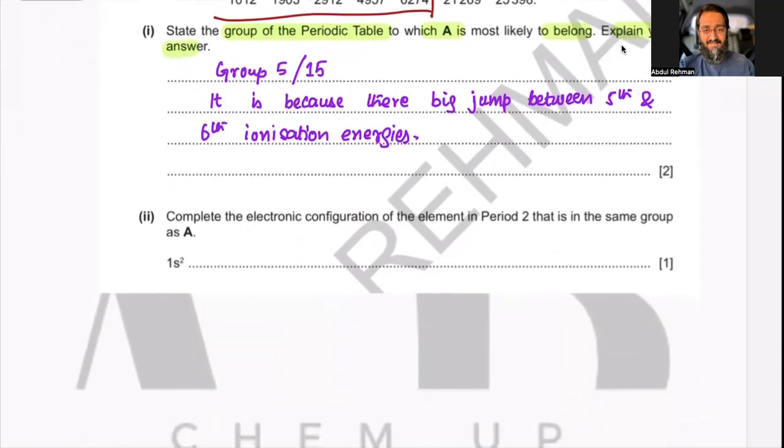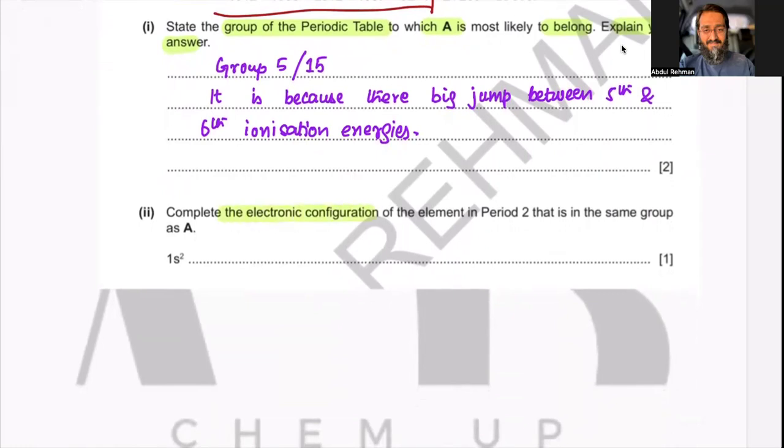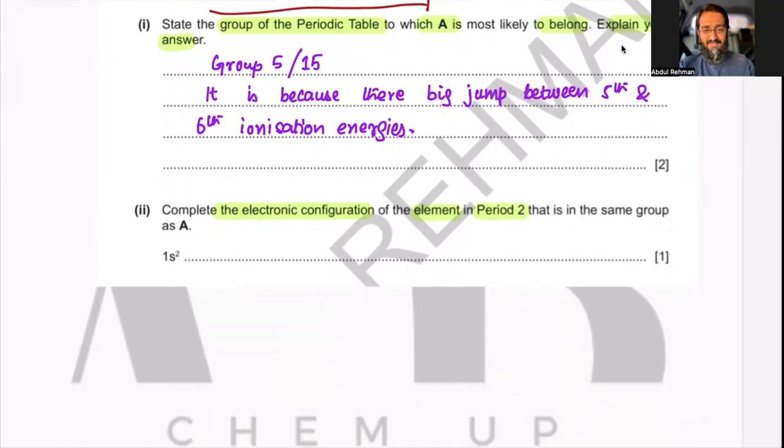Now, complete the electronic configuration of the element in period 2 that is in the same group as A. So period 2 means 2 shells, and same group means 5 electrons in the valence shell. The second shell is the valence shell now, right?